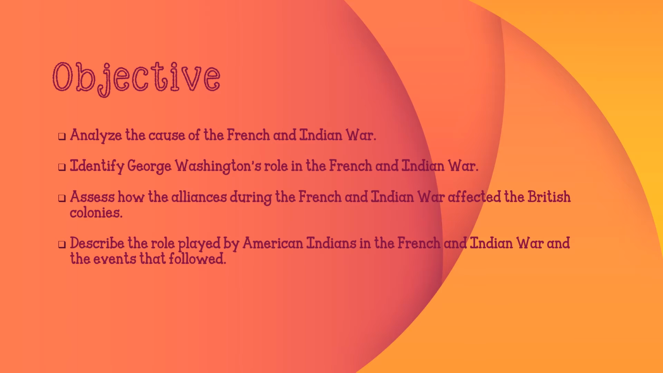The objectives during this lesson are to analyze the cause of the French and Indian War, to identify George Washington's role in the French and Indian War, to assess how the alliances during the French and Indian War affected the British colonies, and to describe the role played by American Indians in the French and Indian War and the events that followed. So remember, this took place during 7 long years.